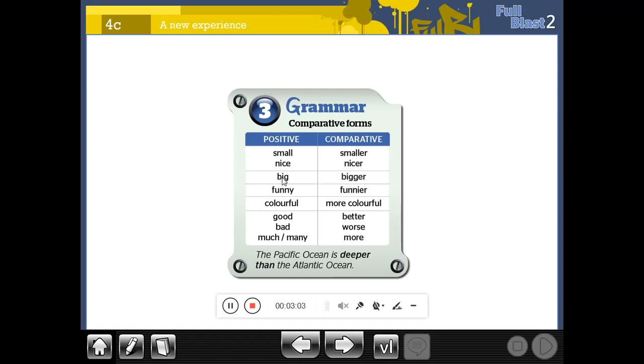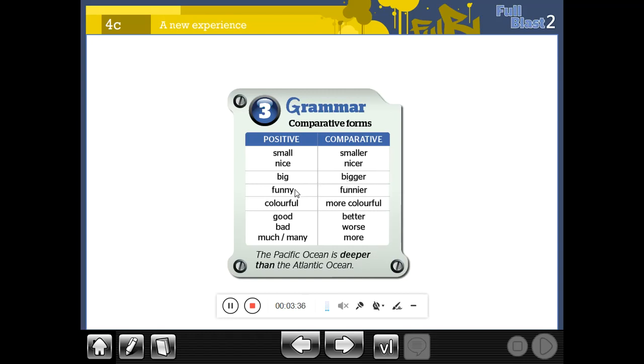Big and bigger. Big is an adjective. Look here, we have letter B, a consonant, letter I, a vowel, and letter G, a consonant. So when we have consonant, vowel, then consonant, we have to double the last letter, double G: bigger than, like hot, hotter than. We double the last letter.